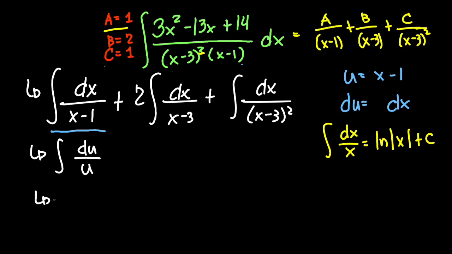So by that, the integral of du over u is simply the natural log of the absolute value of u. No need to put plus c yet because remember we have other parts to solve in this integral. And so putting u back into the original form, which is x minus 1, this is simply the natural log of the absolute value of x minus 1. Now that we have our integral for this, focus on the second part.